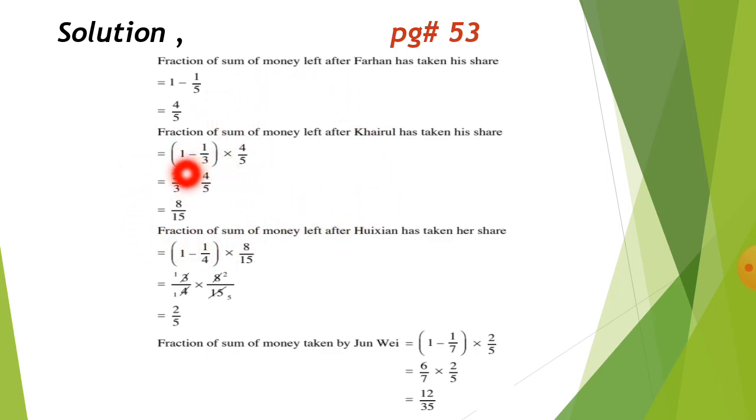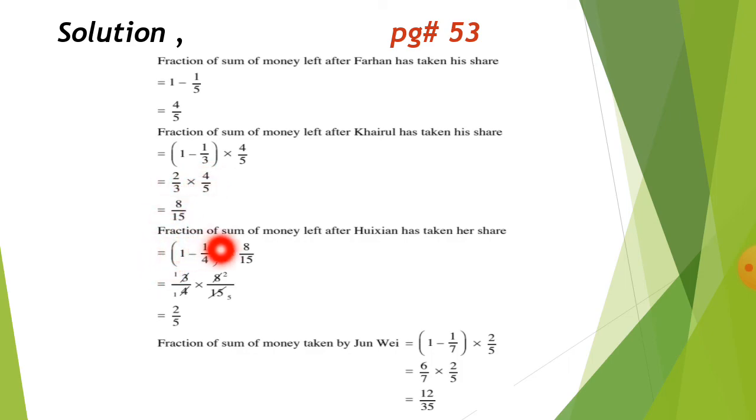So we are going to take the LCM of these both numbers. It will be 3. 3 minus 1 will be 2 over 3 into 4 over 5. So we are going to multiply these numbers. 2 fours are 8, 3 fives are 15.